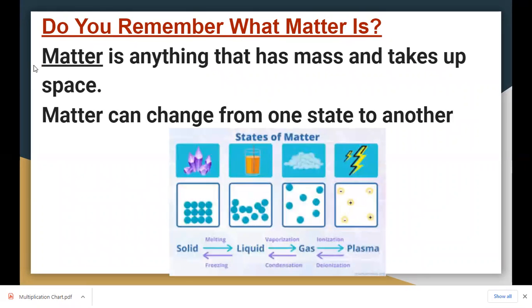Matter can change from one state to another. So there's actually 4 states of matter. There's very many more, but that's for higher level science than what you guys are doing in middle school. But we'll talk about solid, liquid, gas, and plasma in future lessons. But just know that there are 4 states that we are going to talk about in middle school science.